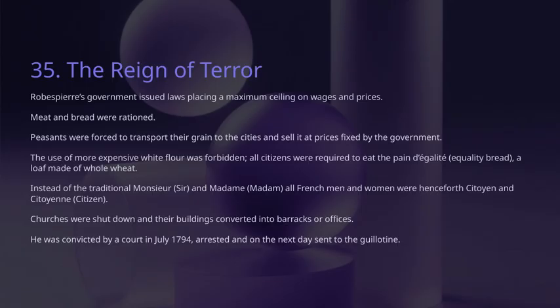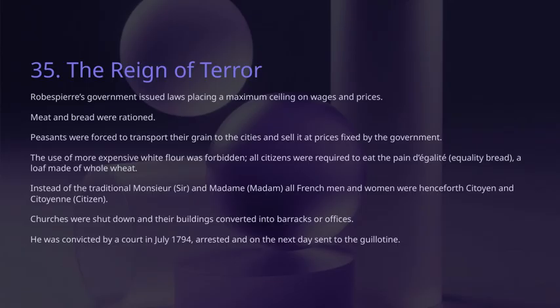A notable cultural change was the ban on white flour, which was more expensive, and the introduction of what was called the pain d'égalité, or equality bread, made from whole wheat, to symbolize unity. Additionally, the way people addressed each other shifted. Instead of using traditional titles like Monsieur and Madame, everyone was called citoyen or citoyenne, meaning citizen, emphasizing the revolutionary idea of equality. The revolution also targeted religion.